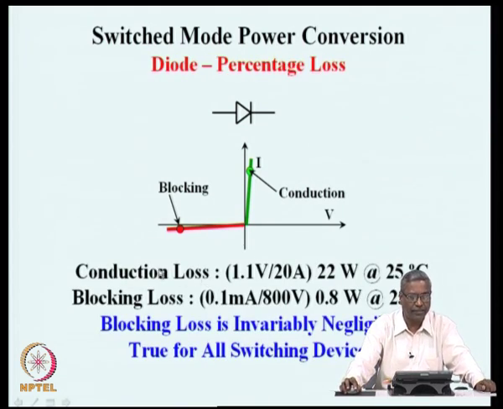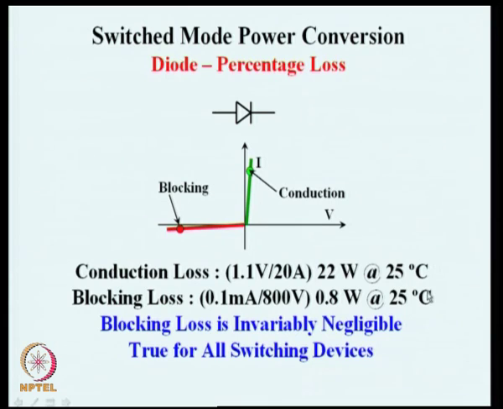Now, we have seen that in this particular data sheet, the device has a drop of 1.1 volts when passing a current of 20 amperes at a temperature of 25 degrees, and the blocking current is about 0.1 milliamperes at 800 volts at 25 degrees. So, you can see that the loss in the device during conduction and during blocking can be seen here as 22 watts when the device is conducting and 0.8 watts when the device is blocking.